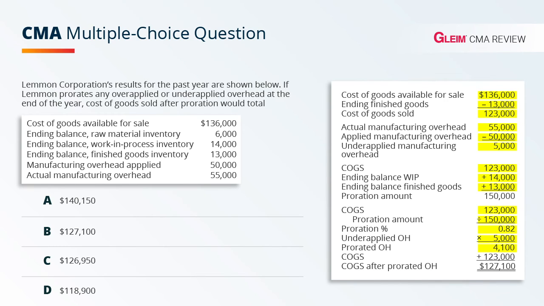Now remember, because it's under-applied overhead, we are going to now apply the cost that we haven't applied, we've under-applied. That means we need to increase our cost of goods sold by $4,100. $4,100 plus $123,000, our cost of goods sold after we've prorated the overhead is $127,100. That is answer choice B.